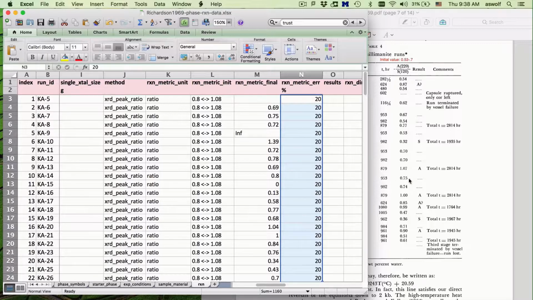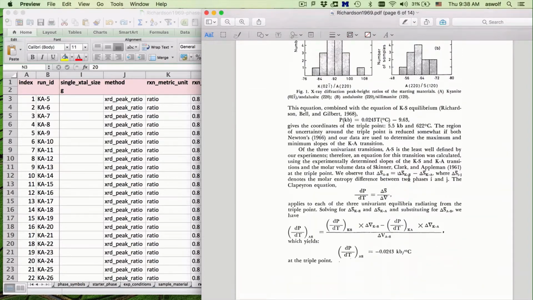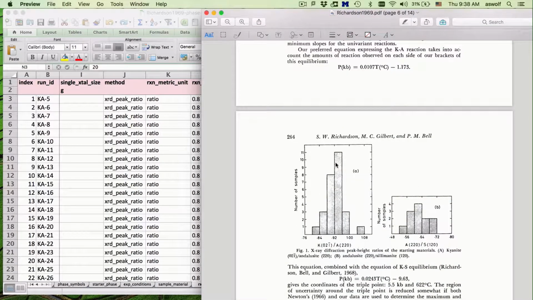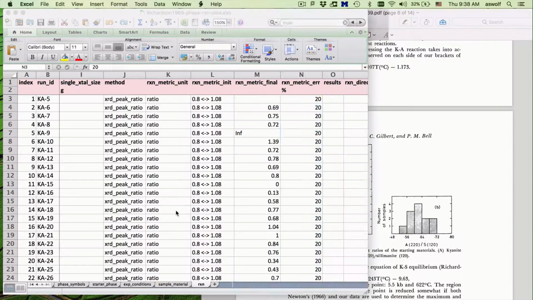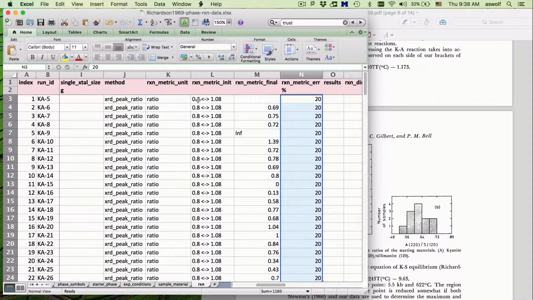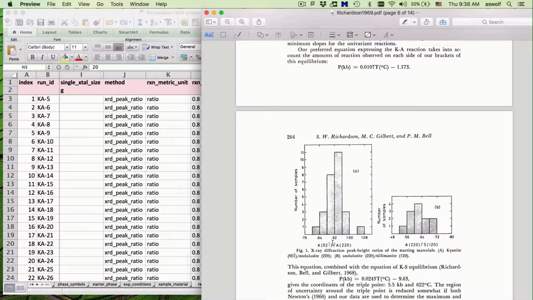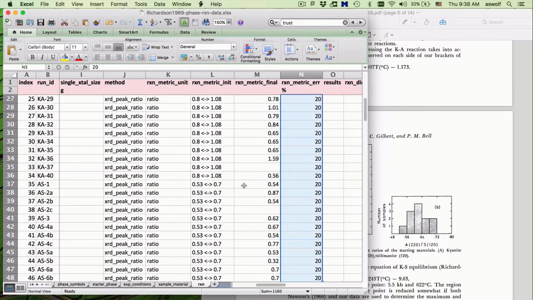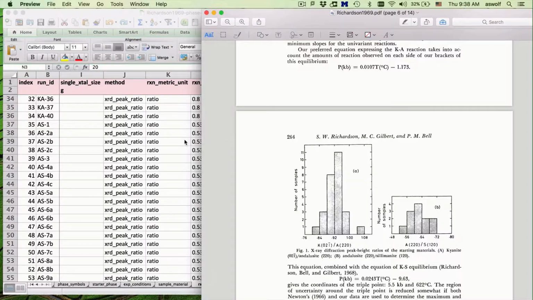For the initial values, there we have to take a look, and if you scroll to figure 1, oftentimes this is provided either in a figure or maybe in the text somewhere or maybe in the comments to the table. They give you the sense of what are the range of initial values before the reaction was allowed to proceed. And so you can see from these two, you can determine that the initial XRD peak ratio, or reaction metric, was between 0.8 and 1.08 for the kyanite andalusite runs, and between 0.53 and 0.7 for the andalusite sillimanite runs.